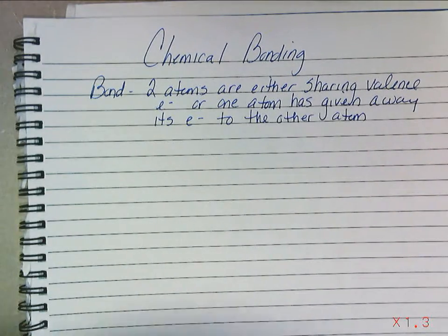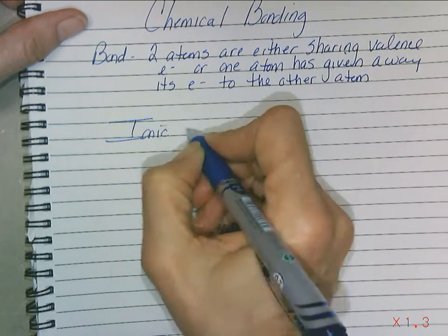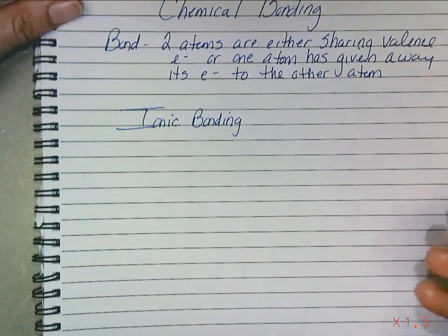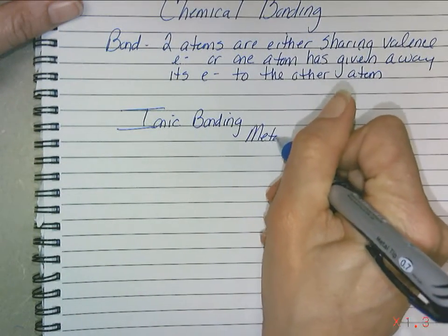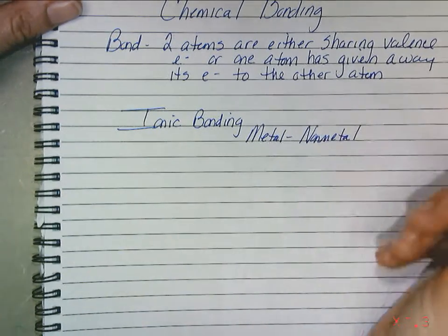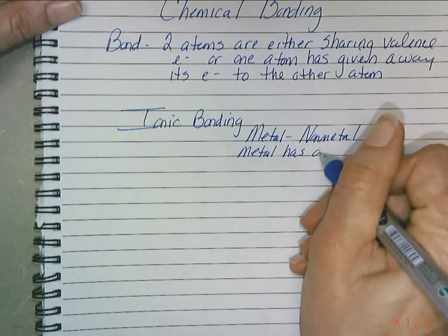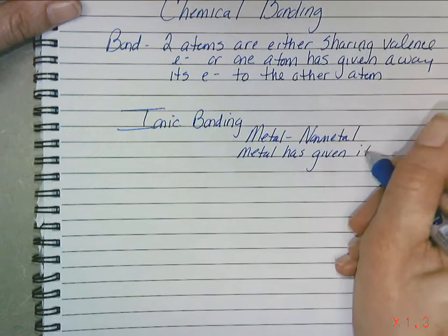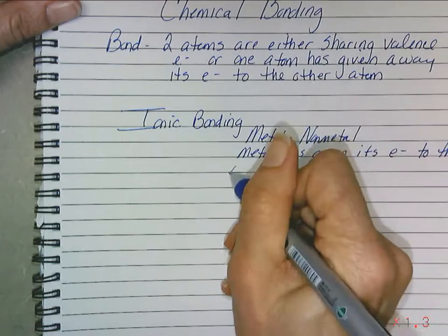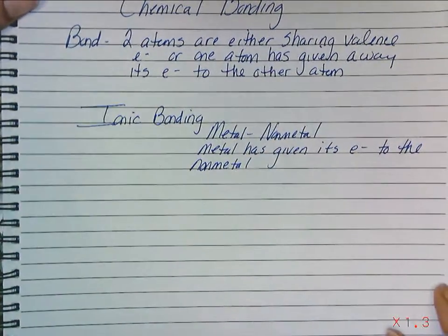Okay, so there are three types of bonds. The first is ionic. This typically occurs between a metal and a nonmetal. What has happened is the metal has given its electrons to the nonmetal.